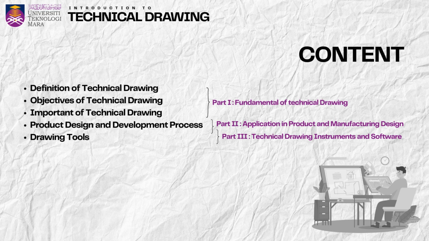Part 2 will focus on the application of technical drawing in product development and manufacturing design. Here, we will go through the stages of product design, from research and ideation, all the way to prototyping and production, and see how technical drawings guide each step of the process.